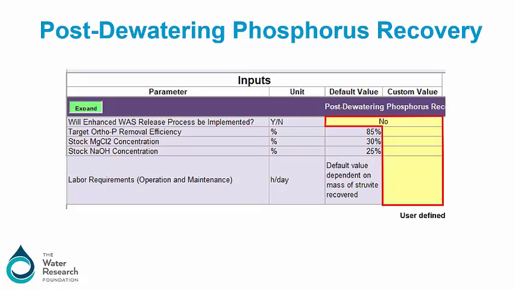Design parameters include specifying whether enhanced WAS release will be implemented, target phosphorus recovery, and stock concentration of magnesium chloride (MgCl2) and sodium hydroxide (NaOH) for pH adjustment. Typical phosphorus recovery is 85%. This value may be specified by the user. The stock magnesium chloride and sodium hydroxide concentration may be specified by the user.